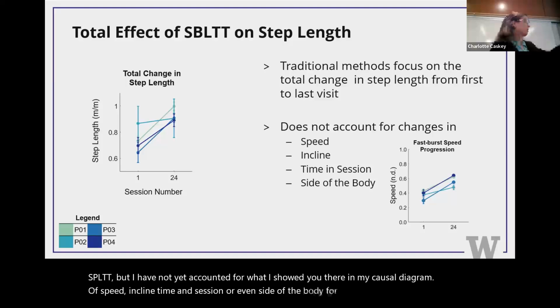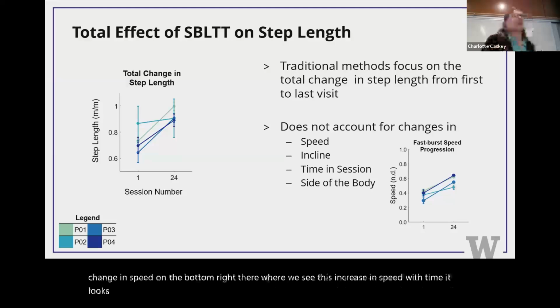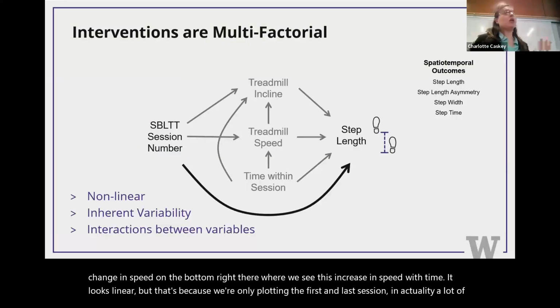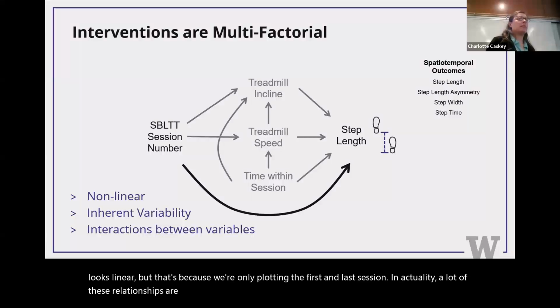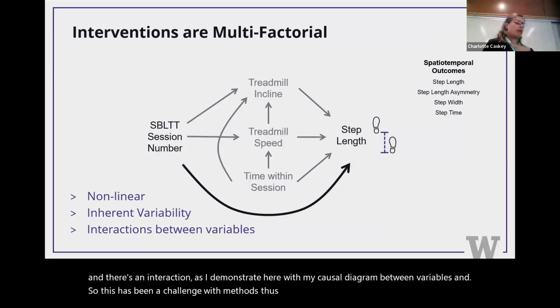For example, I'm showing the change in speed on the bottom right, where we see this increase in speed with time. It looks linear, but that's because we're only plotting the first and last session. In actuality, a lot of these relationships are nonlinear. There's inherent variability within and between participants, and there's an interaction, as I demonstrate with my causal diagram, between variables. And so this has been a challenge with methods thus far that are available for quantifying outcomes.